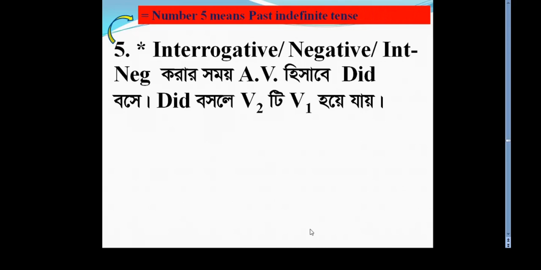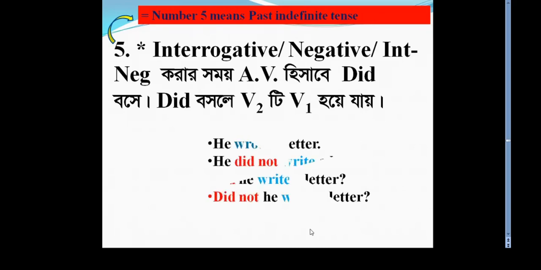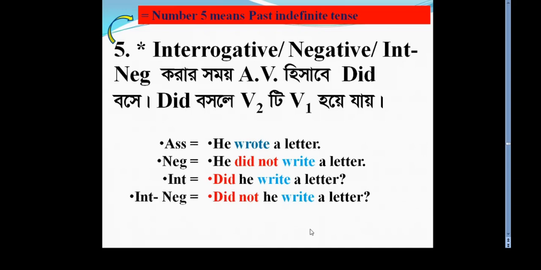Here we see assertive sentence. He wrote a letter. We know the structure of past indefinite tense: subject plus b2 plus extension or object. According to the structure, he wrote a letter. Here write is b1 form, wrote is the b2 form, and written is the b3 form. Here we find b2, and as a result it is assertive.